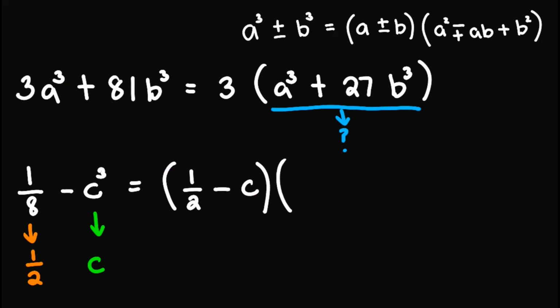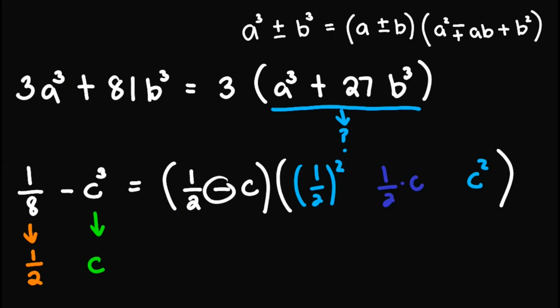we'll have the first term is its square, so we'll have 1/2 squared. The last term will be the square of this one, which is simply c squared, and then we multiply these two. So that will be 1/2 times c. And then for the sign, since this is subtraction, we write out the reverse, which is addition, and out here is always addition.